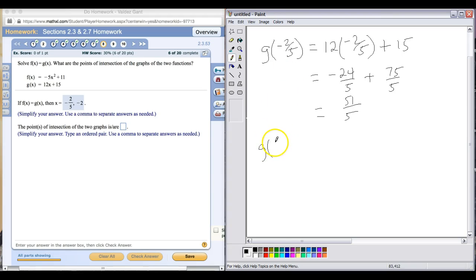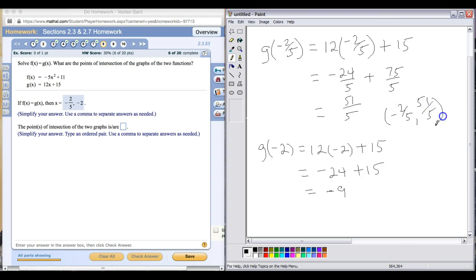And so for the second one, we just plug in a negative 2 into g of x. And so that would be a negative 24 plus 15, and that would end up being minus 9. So our 2 points here would be negative 2/5, 51 over 5, and the other one would be negative 2, negative 9. So for these two graphs, that's where they would cross.